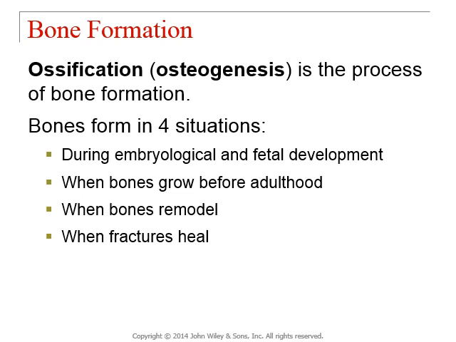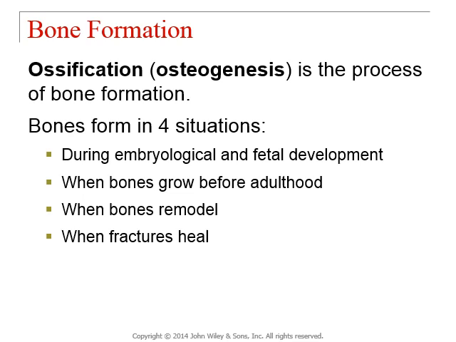Number one, during embryological and fetal development. Naturally, it starts off with a cartilage framework or mesenchyme and eventually starts to ossify. We also find this when bones grow before adulthood, when bones remodel. So when bones remodel, that very simply means if you constantly put a stress on a bone, the bone will start laying down more tissue to deal with the stress. And we'll talk about that in a little more depth a couple slides later on.